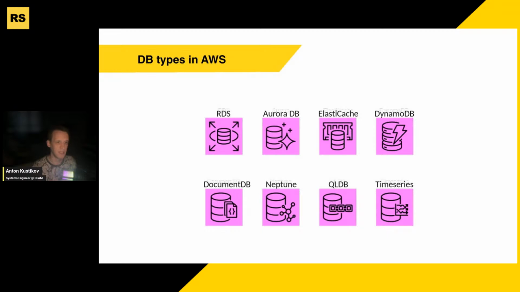Next, we also have ElastiCache. It's just a managed in-memory database, so it's quite fast. It's a fast key-value storage, where you can store some key, and under this key there is some value, with a limited amount of memory, just to keep it as fast as possible.